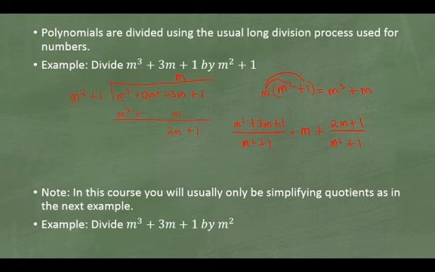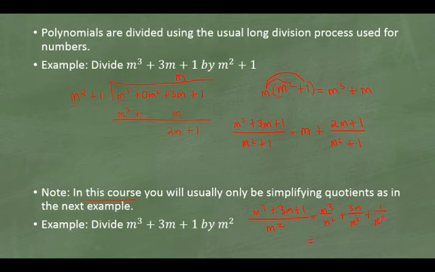But in this course, we'll mainly be using simplifying when it comes to division. So for example, we could be doing something like m cubed plus 3m plus 1 divided by m squared, but we won't do the long division for it. We'll just simplify term by term. So we'll say that's m cubed over m squared plus 3m over m squared plus 1 over m squared, and we'll simplify where we can.